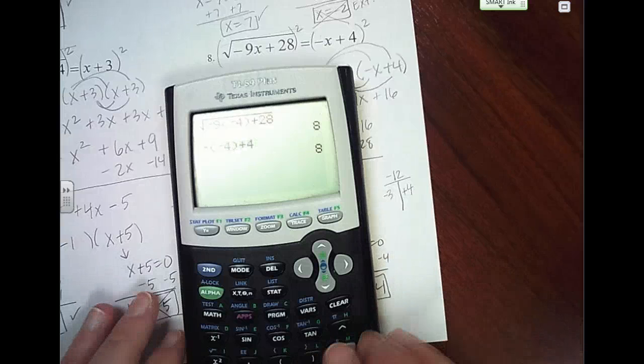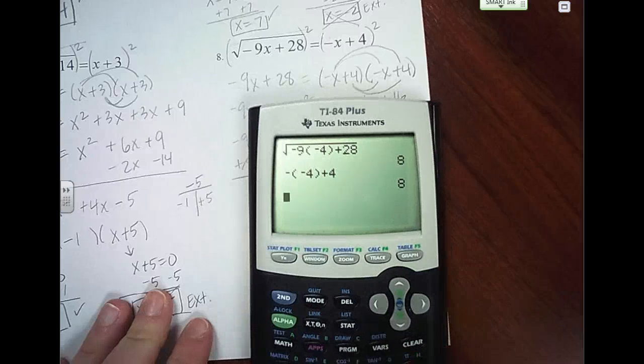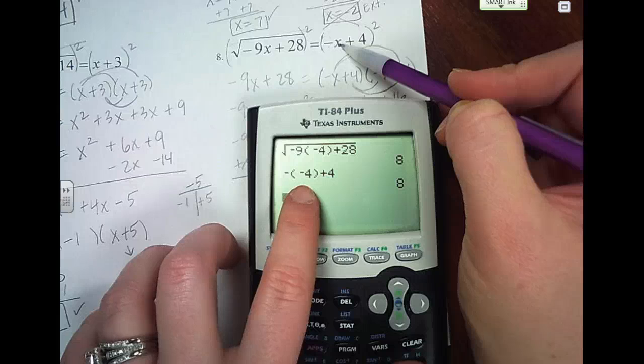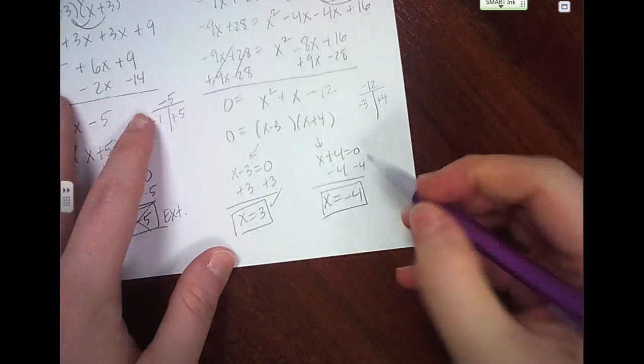So make sure you're careful. Make sure on the right-hand side, if you have that negative, it's a negative, but then the x is negative 4. So the two negatives make a positive. So then that one also works.